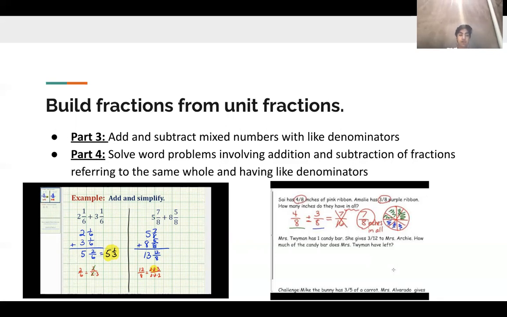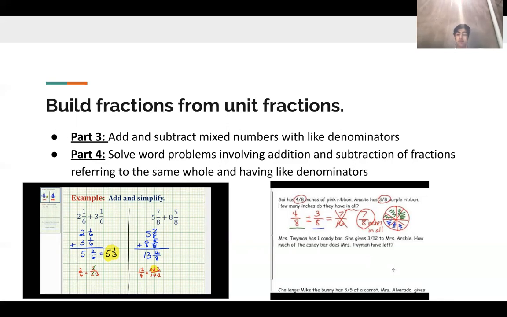Apply that same logic. I'll let you do this one on your own, right here: 5 and 7/8 plus 8 and 5/8. Now, part 4 is to solve word problems involving addition and subtraction of fractions, referring to the same whole and having like denominators. Okay, so Cy has 4/8 inches of pink ribbon.